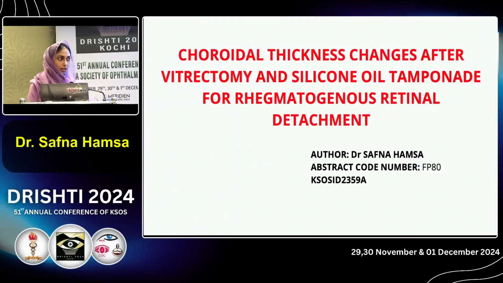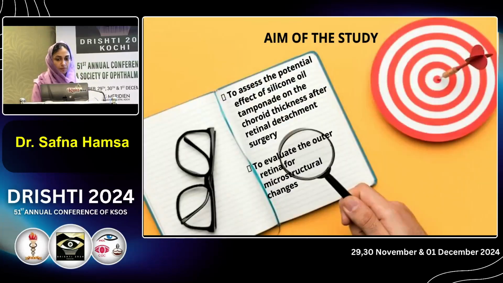Good afternoon to all. I'm here to present the study on choroidal thickness changes after vitrectomy and silicone oil tamponade for rhegmatogenous retinal detachment. The primary aim of the study was to assess the potential effect of silicone oil tamponade on the choroidal thickness after retinal detachment surgery, and the secondary aim was to evaluate the outer retina for any microstructural changes.